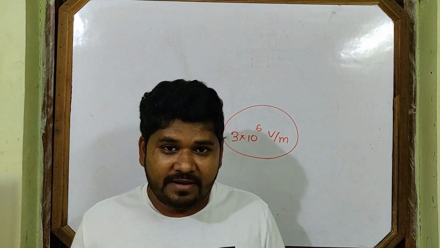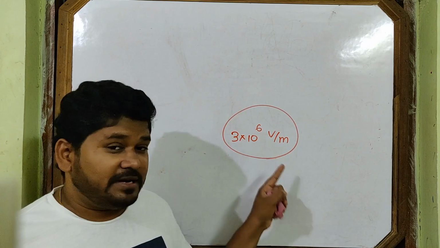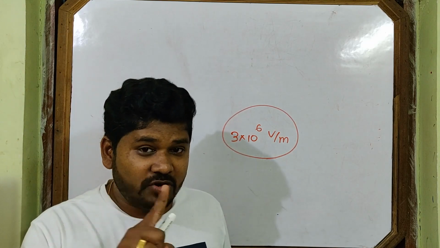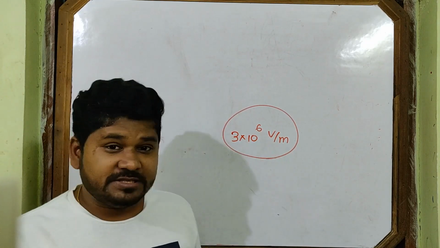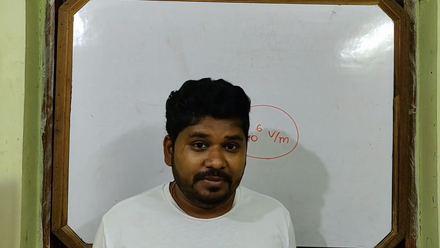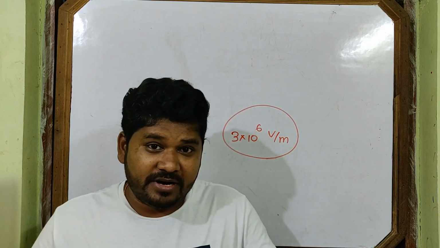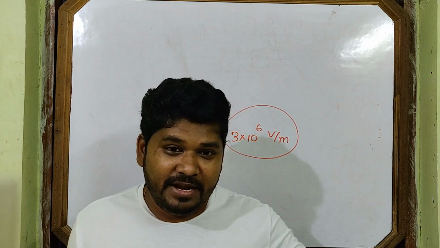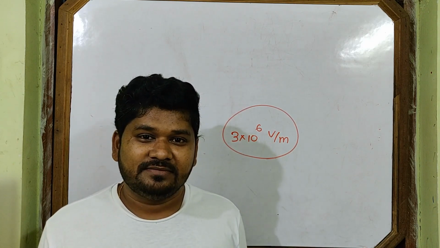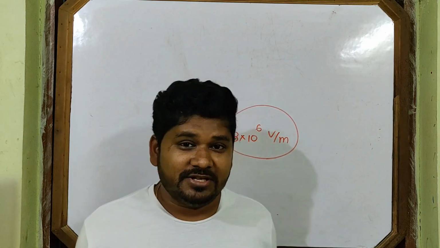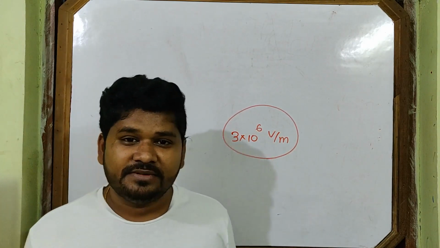It means in a 1 meter gap, don't make the potential difference 3 megavolt in 1 meter gap. If you make 3 megavolt in a 1 meter gap and you are sitting inside it, immediately current will pass. This happens in lightning. So this is the dielectric strength of air.